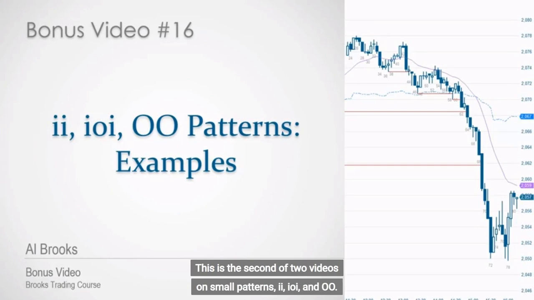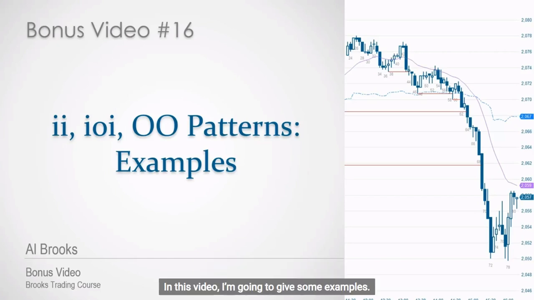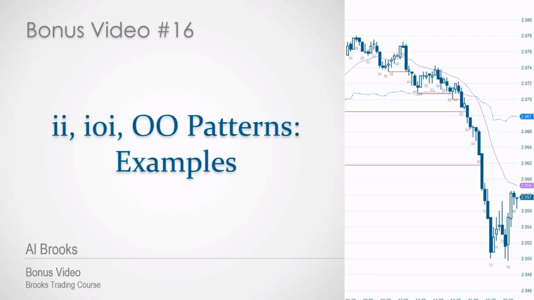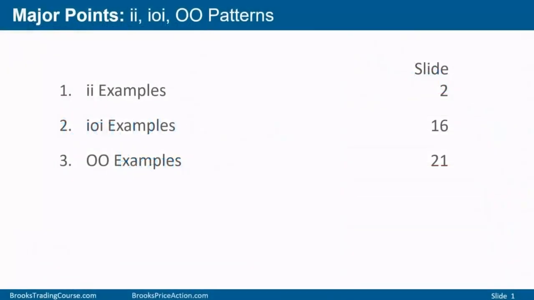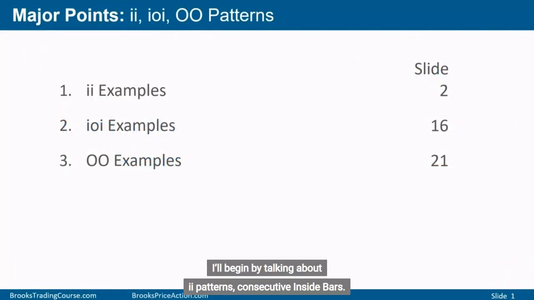This is the second of two videos on small patterns, II, IOI, and OO. And in this video, I'm going to give some examples. I'll begin by talking about II patterns, consecutive inside bars.